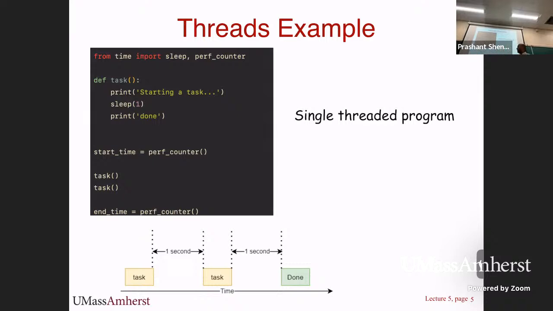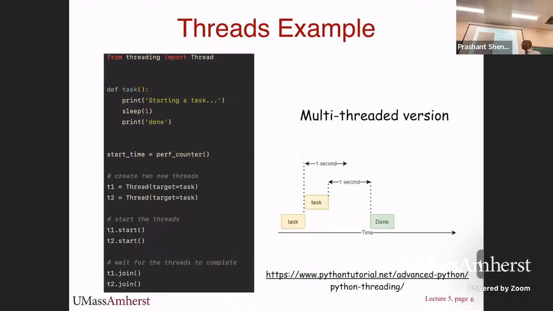Okay, so in the timeline here, you will see the task is executing. Then it's going to sleep for 1 second. Then it's going to print that the thing was done, and then another function invocation or task is going to take over. Okay, simple sequential execution, no threads yet.